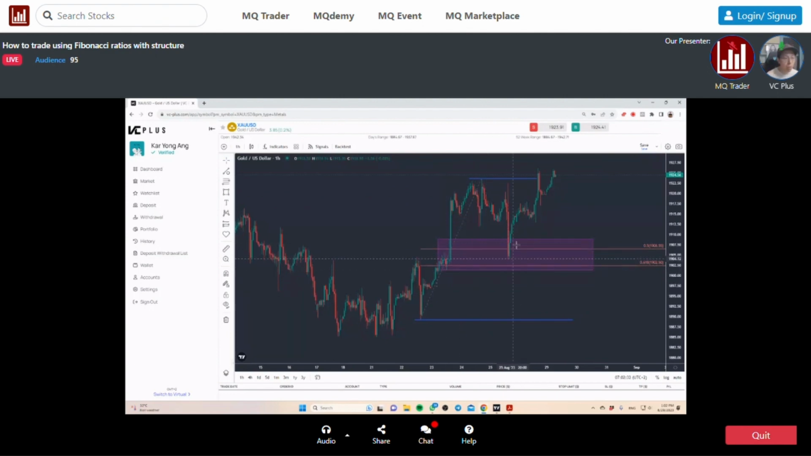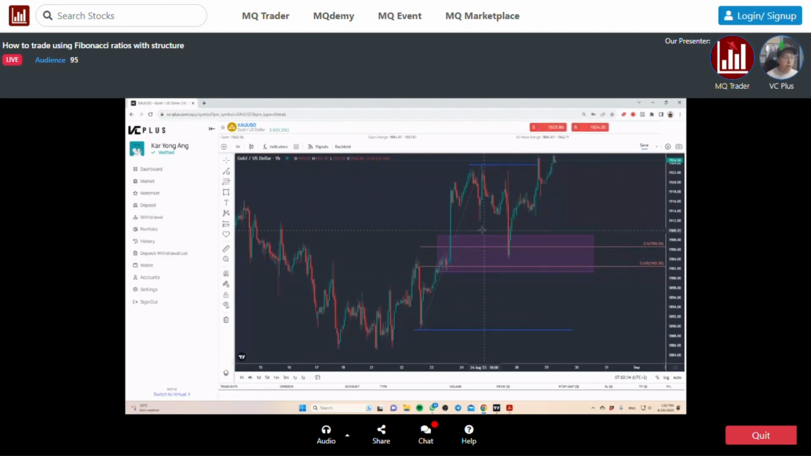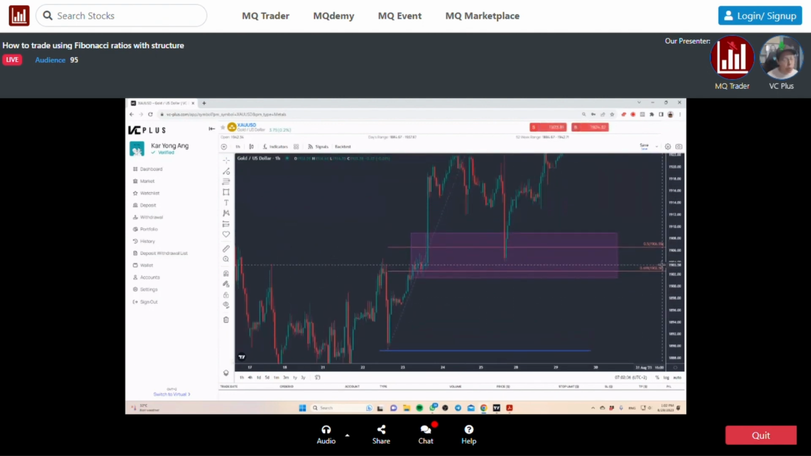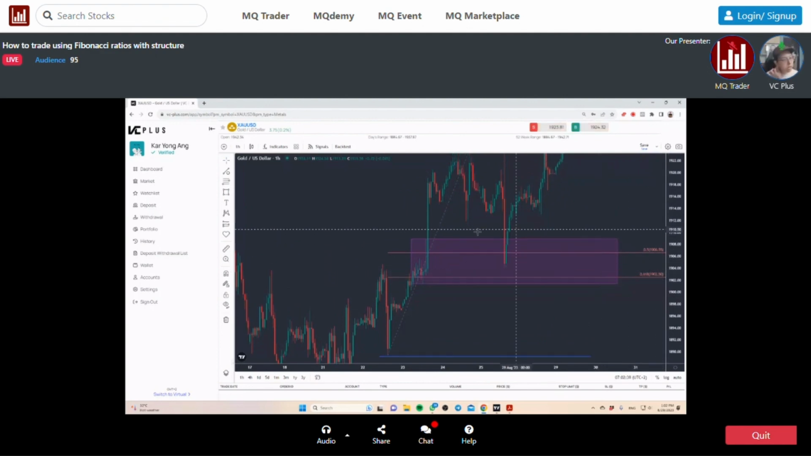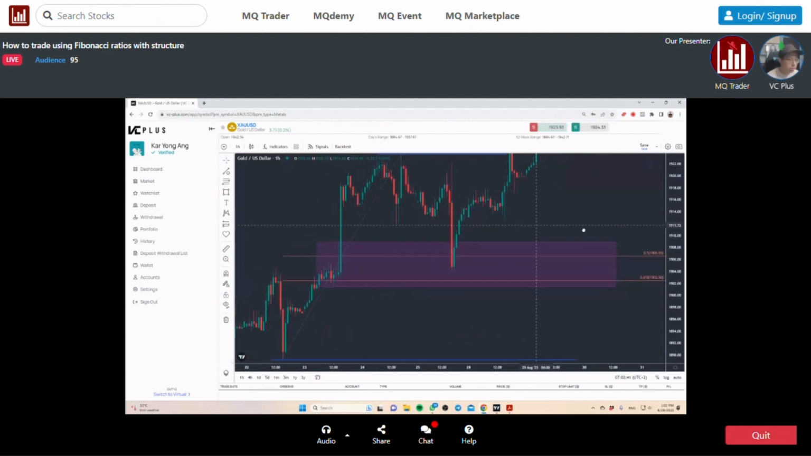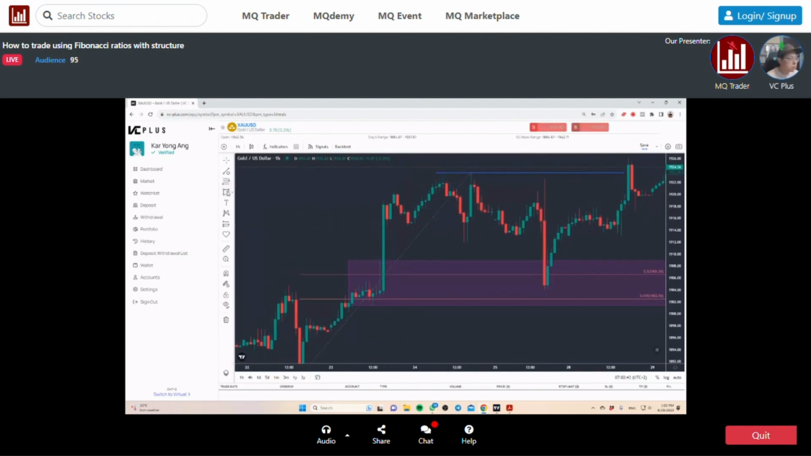Now why is this a demand? Because what we are looking at is what we call imbalances. If you take a look at these three candles, I zoom in a little bit. If you take a look at these three candles over here, this peak and this candle, that is a gap. This gap creates what we call a market imbalance, and therefore it's indicating that this one here is a good demand area. So that's how we identify it.